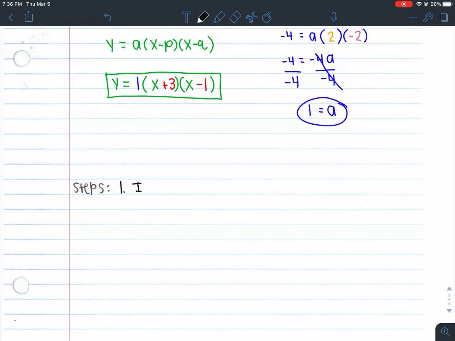The first step we did is we want to identify the x-intercepts and one, clean point.